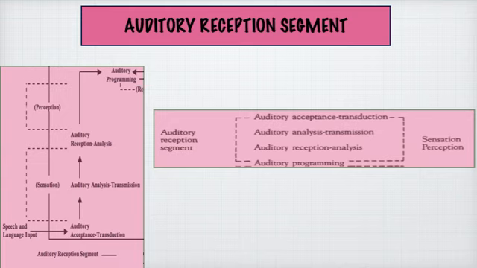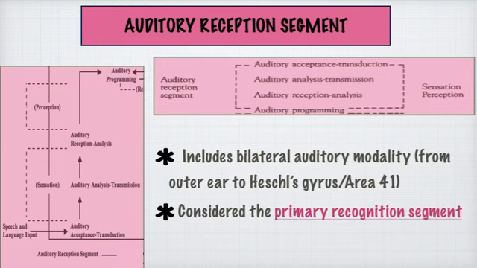So, it also has behavioral correlates, two of them, sensation and perception. This includes the bilateral auditory modality from the outer ear to Heschl's gyrus, area 41, and is considered the primary reception segment. Okay? So, the reception segment in the SLPM is the auditory reception segment.